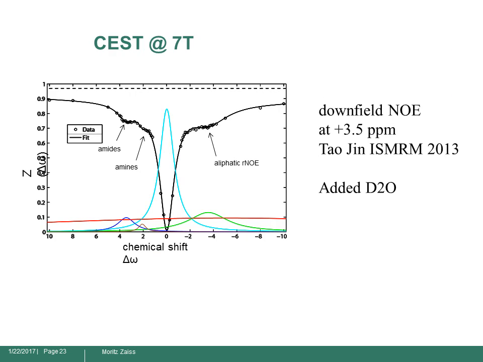So there was a paper or an abstract of Tao Jin at ISMRM 2013, where they added D2O to BSA proteins, and they found out that there's an aromatic rNOE contribution also at the positive side of the Z-spectrum. So it's not just an aliphatic rNOE, but also an aromatic, or we call it just a downfield NOE. So the aliphatic is the upfield NOE, and this is the downfield NOE. So they stated it first and also showed it in mice with very low pH regions, that there still are signals of the NOE.